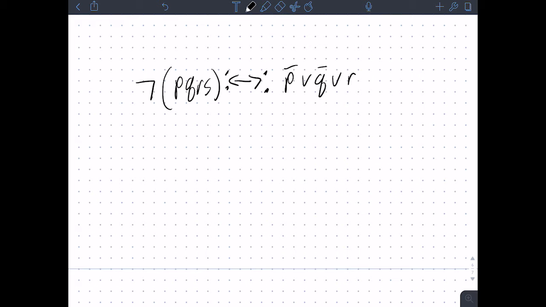This doesn't just apply to conjunctions with two components. If we have the negation of the conjunction P, Q, R, S, that's equivalent to not P or not Q or not R or not S.